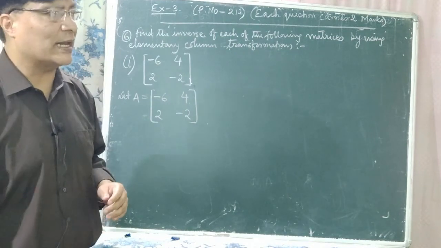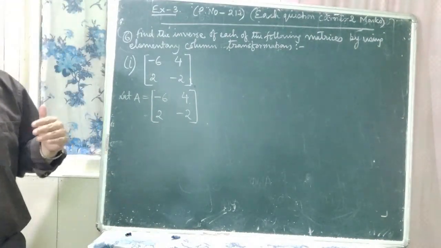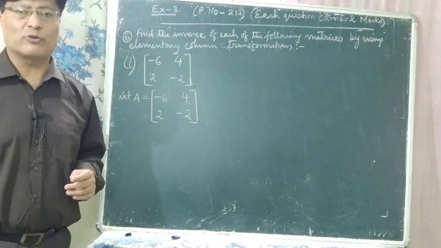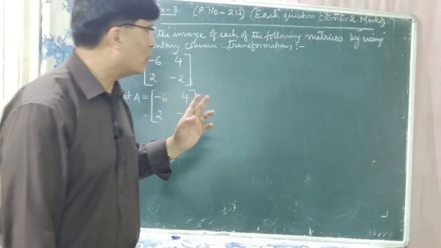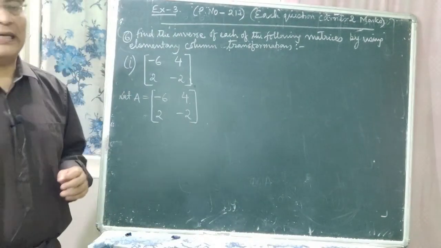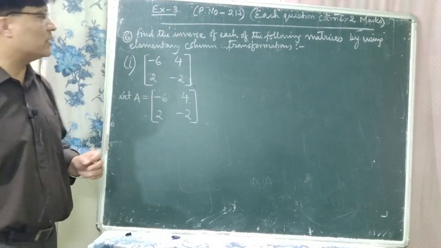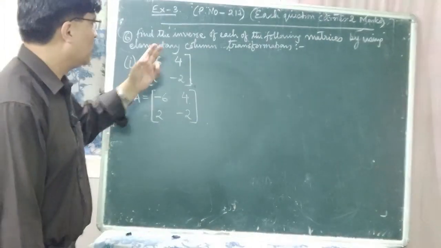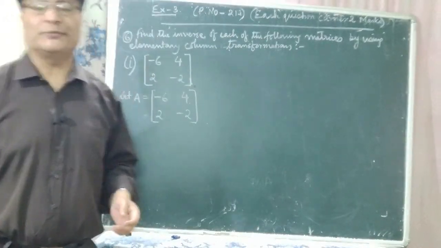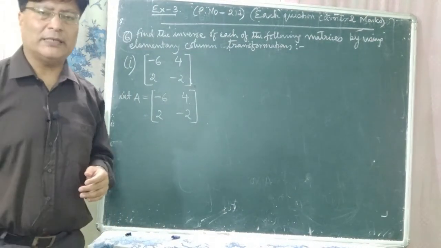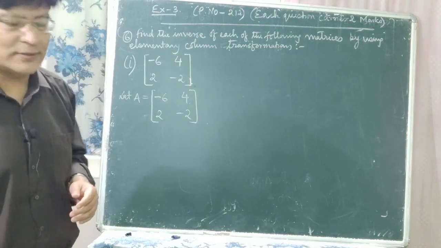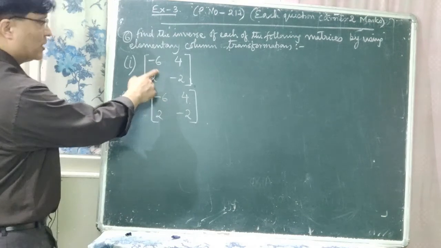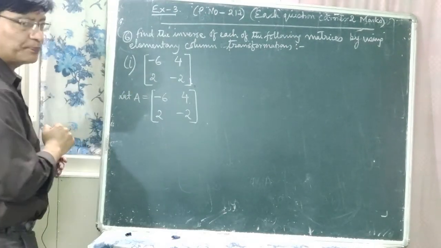In the last online class we did how to get inverse of a given matrix by using elementary row transformation. Today we will do how to get inverse of a given matrix using elementary column transformation. Elementary column transformation means you have to use properties in terms of columns. Now the matrix is given, a second order matrix -6 4 2 -2.